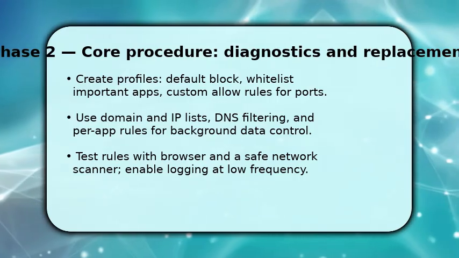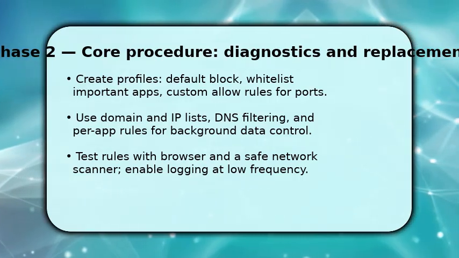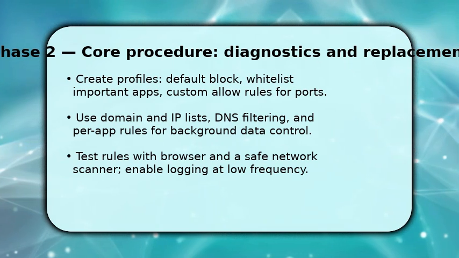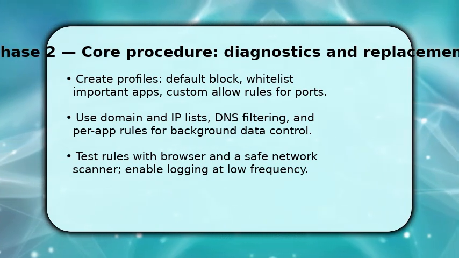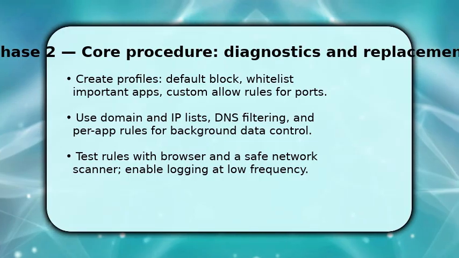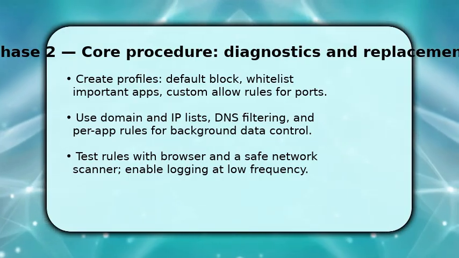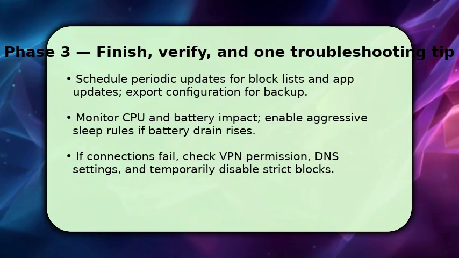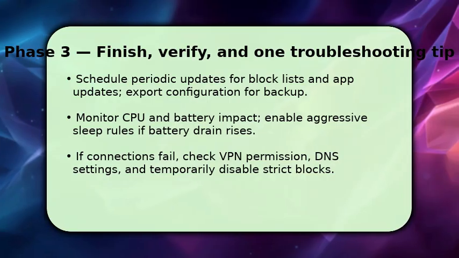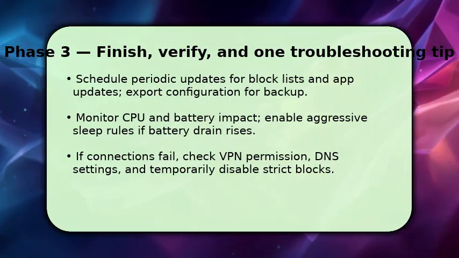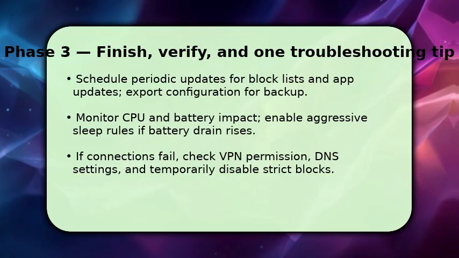Then run connectivity tests, open a browser, load a known site, and verify logs to confirm the intended traffic flows through the firewall. You finish by locking in safe defaults and backups, then observe behavior. Export your configuration and update block lists regularly. This preserves custom rules and improves protection.